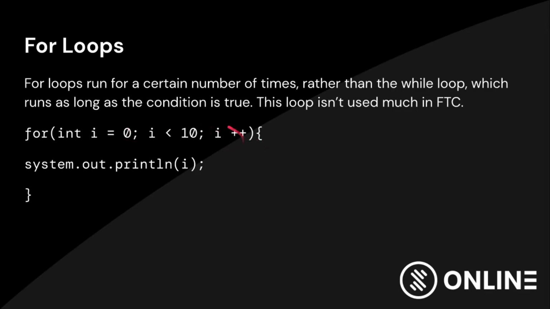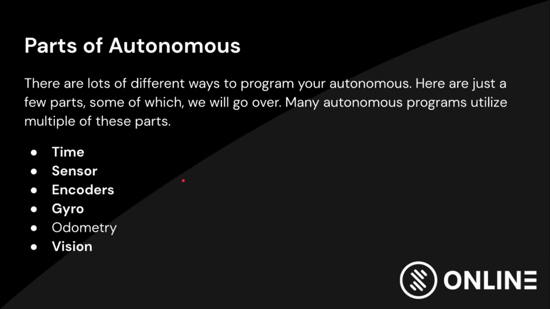And then right here we're going to say what we're going to do for every run through the code. So for every loop, we're going to add 1 to I. So it's going to print out 0, 1, 2, 3, 4, 5, 6, 7, 8, 9. But it's not going to post 10 because it has to be less than 10.